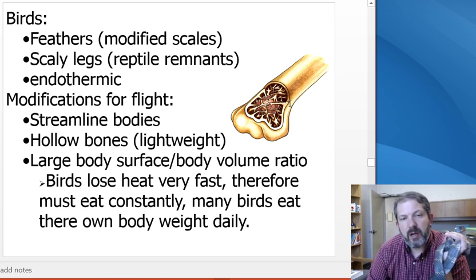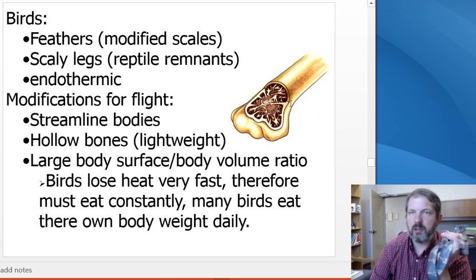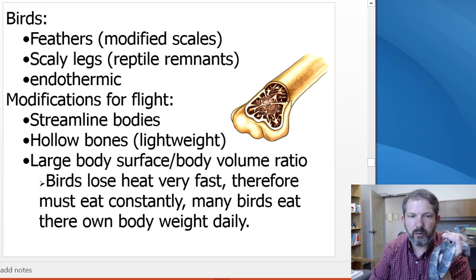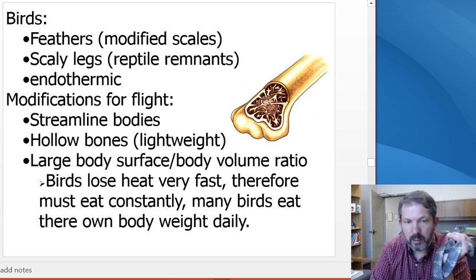Large body surface to body volume ratio. That gets back to the pot of soup and putting it into small containers versus one large container. Because birds are relatively small, they're losing heat pretty easily. And so a lot of birds will eat their own body weight daily. That's a lot. If you needed to eat 100, 200 pounds of hamburgers every day, good luck with that. So birds are always hungry. They're always looking for food.